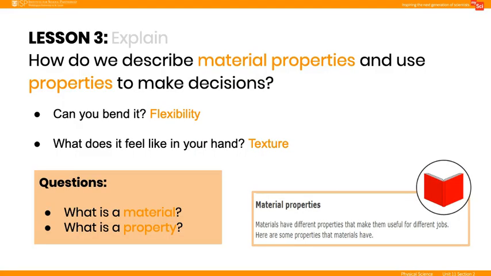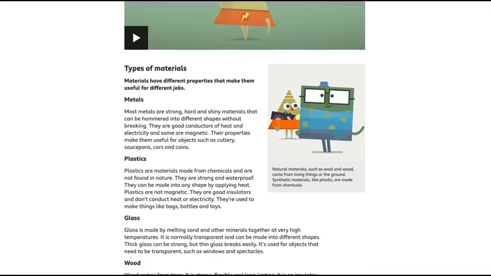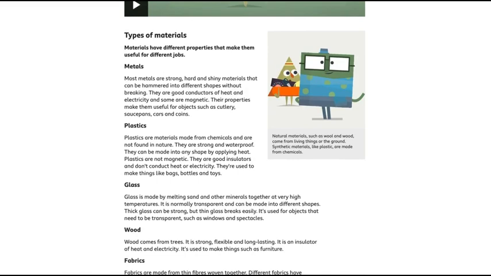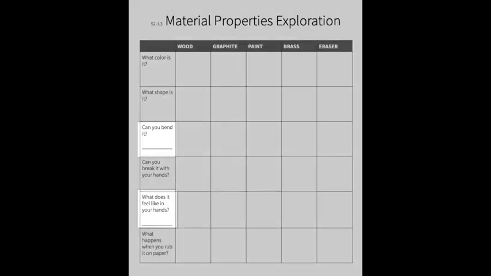In the Explain, return to the table on Student Journal page 8 using the question prompts shown here to define the terms material and property as they are used in this lesson. Then use this reading, Material Properties, to support student understanding. Return to the Student Journal page 8 and add the vocabulary terms flexibility and texture to the appropriate spots in the first column.